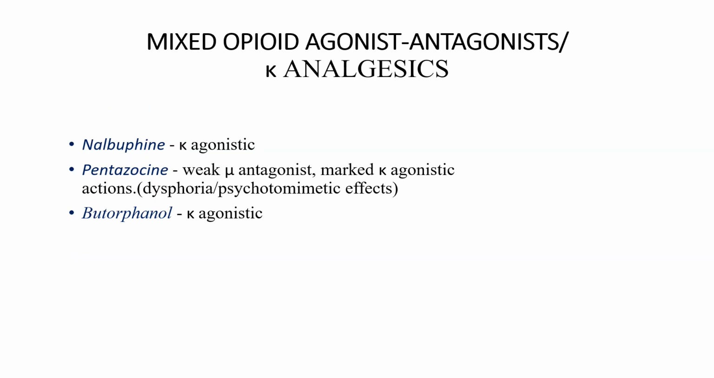Now we will see about mixed opioid agonist antagonists, otherwise called kappa analgesics. These are a group of drugs which act as partial agonist or antagonist at mu receptors and agonist at the kappa receptors. So you have nalbuphine, pentazocine, and buprenorphine. These three drugs have kappa agonistic action and hence they are also called kappa analgesics. The main feature of this group is that they produce dysphoria and psychotomimetic effects as adverse effects when they are used for analgesia.